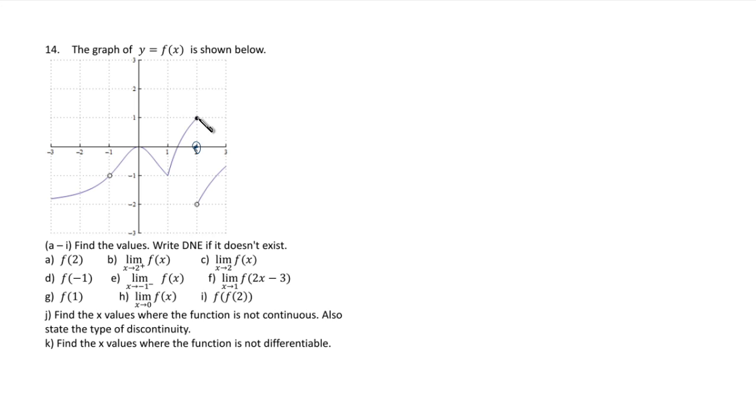Now, because this one has a solid circle, whereas this one has an open circle, we follow that the value at 2 is really 1. Okay, so f of 2 would be 1.